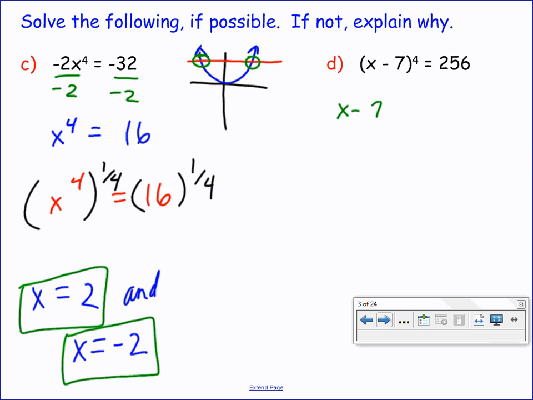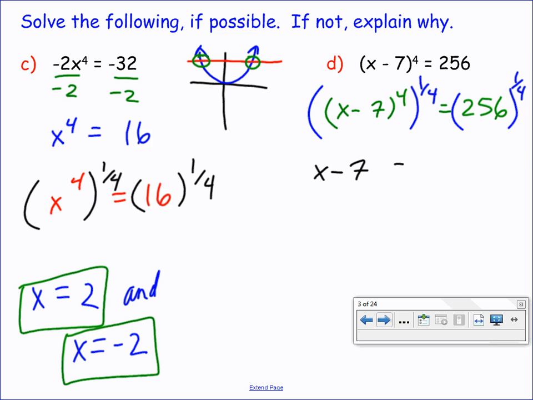So I'm going to take my (x minus 7) to the fourth, and I'm going to undo my exponent first so that I can get at that quantity inside. Ready? I'm going to raise both sides to the 1/4. The reciprocal exponent, just like we did in letter C. When I do that, I get rid of the exponent and get my quantity, x minus 7, by itself. I'm ready to solve for that x now.